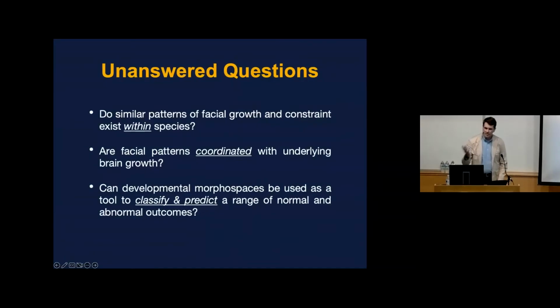So we sought to further develop the utility of this model by addressing three separate questions. One was we want to know whether these similar patterns of facial growth and constraint operate within species, not just between species. In other words, is it a statistical artifact or is it something that we actually see within individual groups? We also want to know whether these facial patterns were coordinated with underlying brain growth. We know the brain is a large player. In some ways, it's the landscape on which faces grow. So we want to know more about brain growth. And we want to then know, if those things were true, can we use these developmental morphospaces to then predict and classify a range of normal and abnormal outcomes?